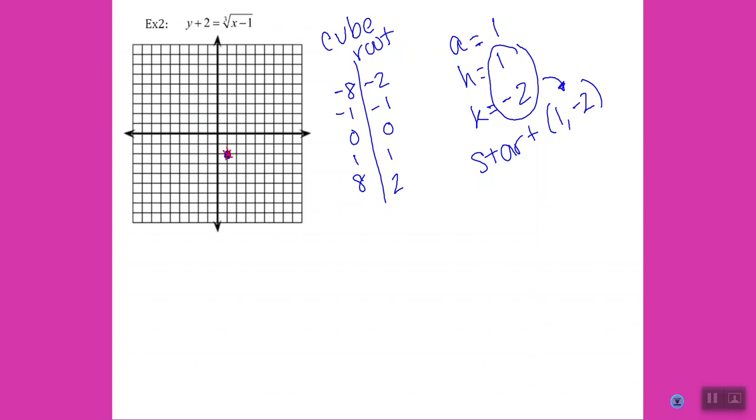I'm going to mark it with a little star so I can see where I'm at, and follow my cube root pattern. So -8, -2, back to my starting point, -1, -1, back to my starting point, 0, 0, starting point, 1, 1, and back to my starting point, over 8, up 2. And then I'm going to connect the dots to make it look like a cube root function.